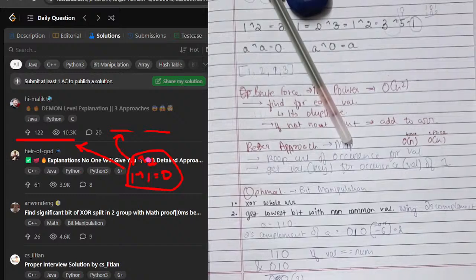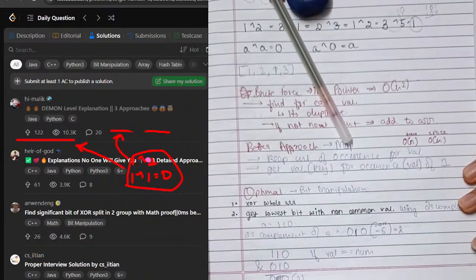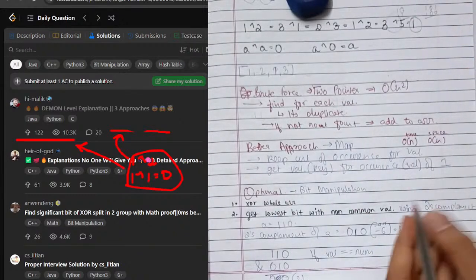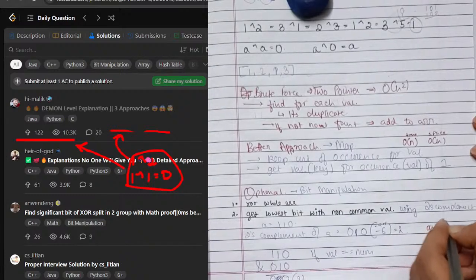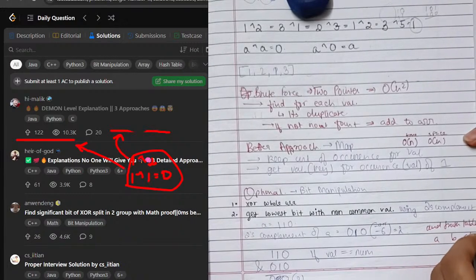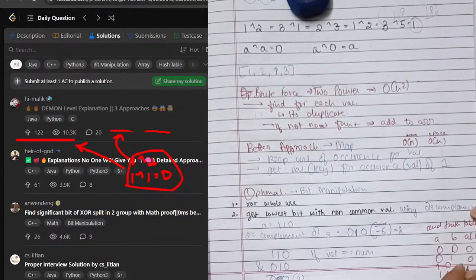Okay, so what happens now is and truth table is A and B, 0 0 0 1 1 0 1 1, 0 0 0 1.